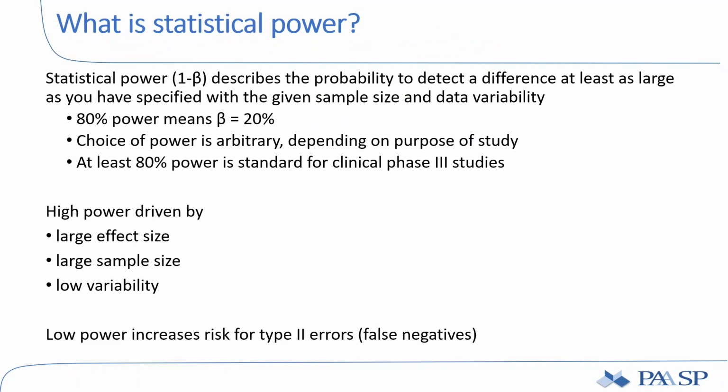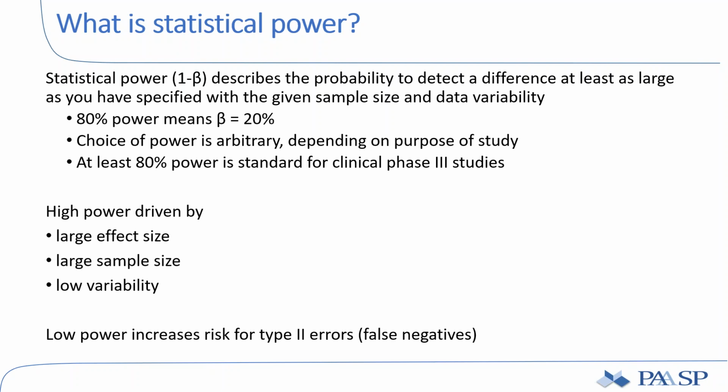A third major aspect of robustness in study design is statistical power. Statistical power, in statistical terms 1 minus beta, defines the probability to detect a difference at least as large as you have specified with a given sample size and data variability. So an 80% power, and that is standard for clinical studies, means beta is 20%.